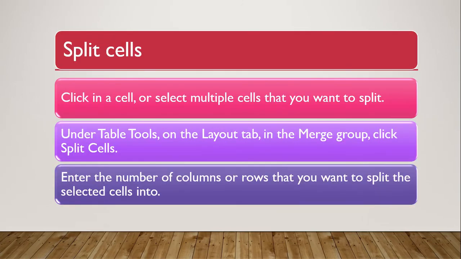Split cells. Click in a cell or select multiple cells that you want to split. Under the Table Tools on the Layout tab in the Merge group, click Split Cells. Enter the number of columns or rows that you want to split the selected cell into.